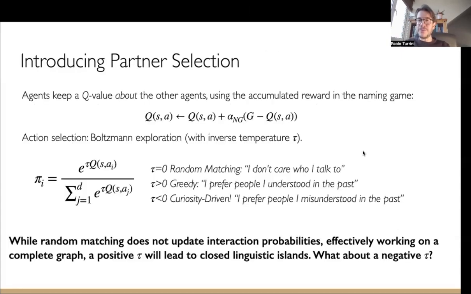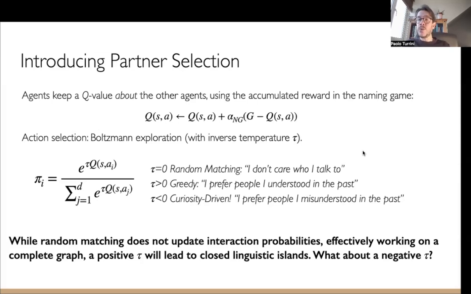To tackle this problem, we introduce partner selection. We do that using a Boltzmann action selection strategy, where agents can choose who to interact with proportional to the Q values that are obtained using the rewards of the naming game. If we set this Boltzmann temperature to 0, we go back to just selecting agents at random. It's the random matching protocol.